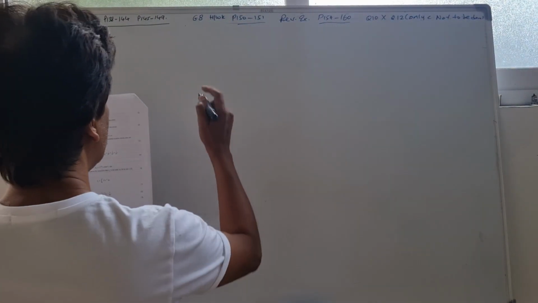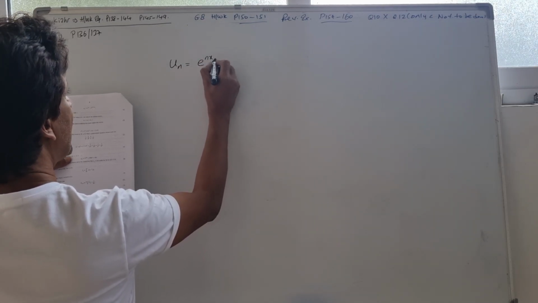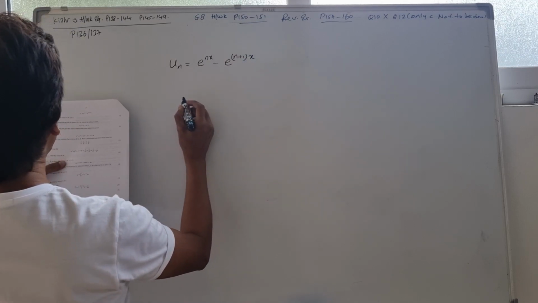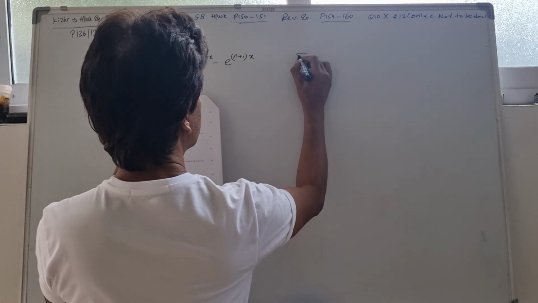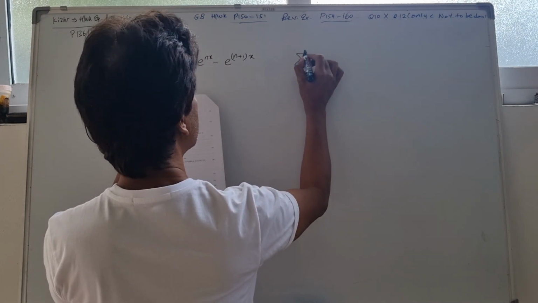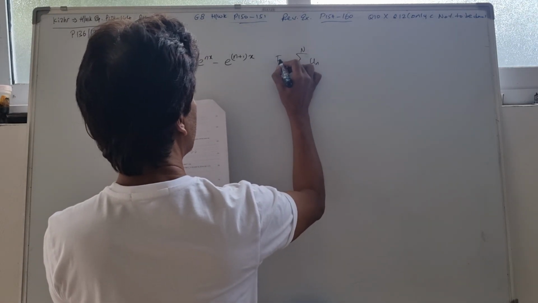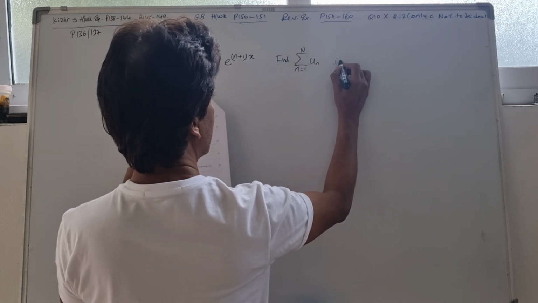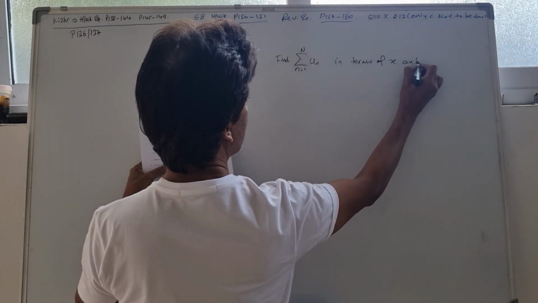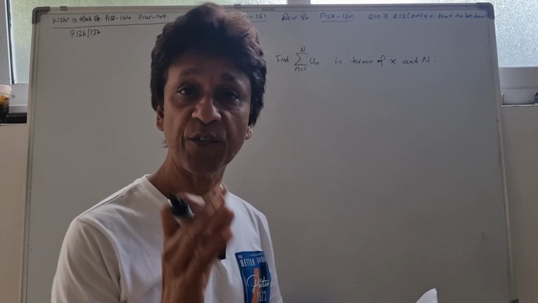We have been given that u_n is equal to e to the nx minus e to the (n plus 1)x, and we're supposed to find the sum of u_n with the limits going from n equal to 1 to capital N, in terms of x. So find this summation in terms of x and N. Now, the best way to do this is to write down a few terms.